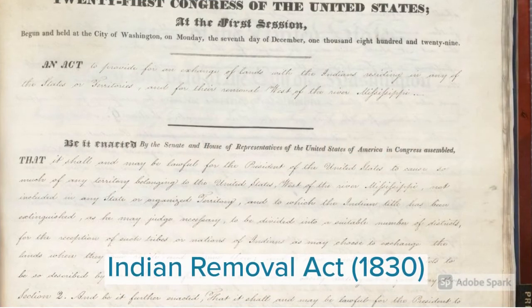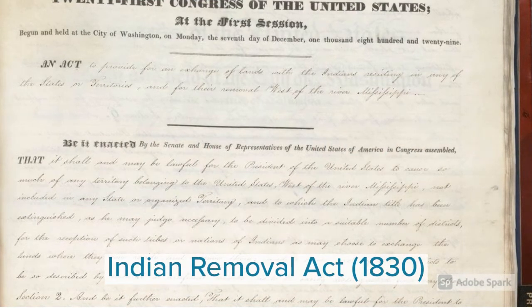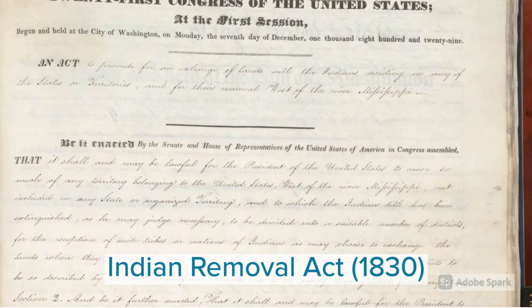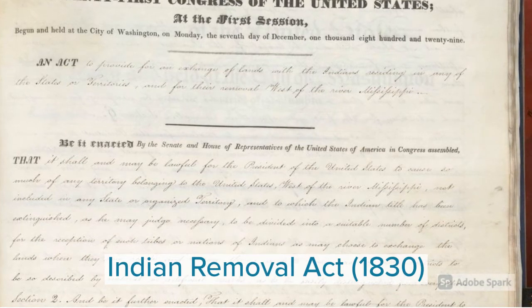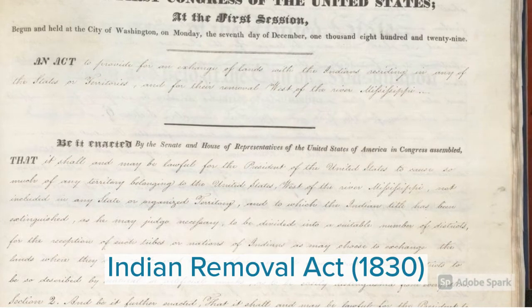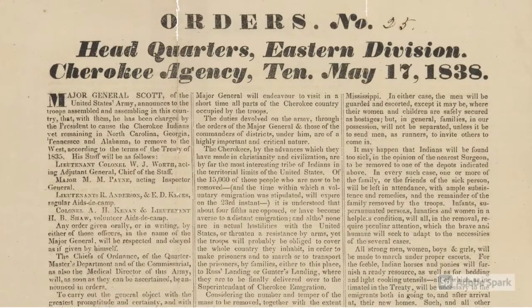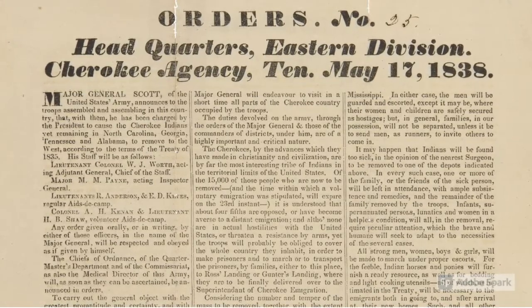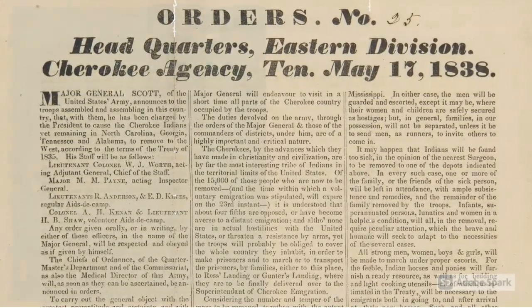In 1830, Jackson signed the Indian Removal Act, which authorized the president to enter into negotiations with eastern tribes to sign removal treaties, stipulating an exchange of their land in the east for land in the west. Native nations like the Cherokees, Creeks, Choctaws, Chickasaws, and Seminoles actively resisted removal.